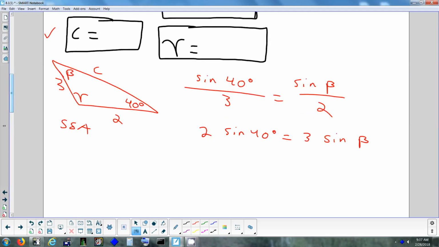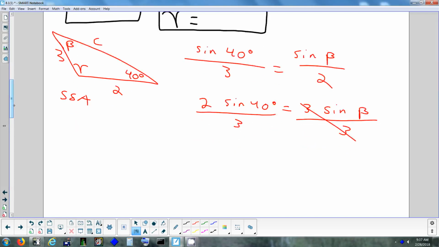What would be my next step? Divide by 3, because the goal is to get beta by itself, but before you can do that, you have to get all the numbers that are outside of the trig function on the other side. So divide by 3, divide by 3, and now we have 2 sine 40 divided by 3 equals sine beta.